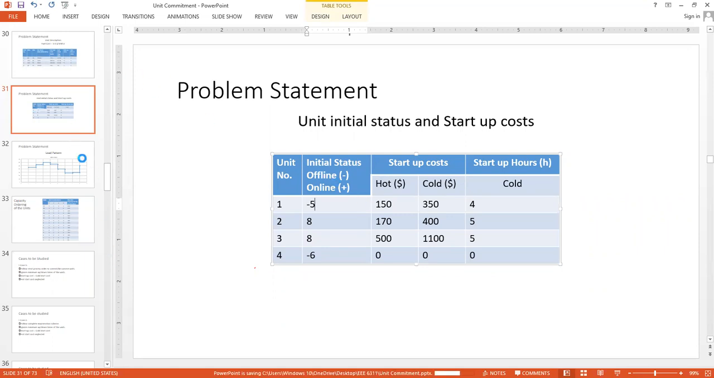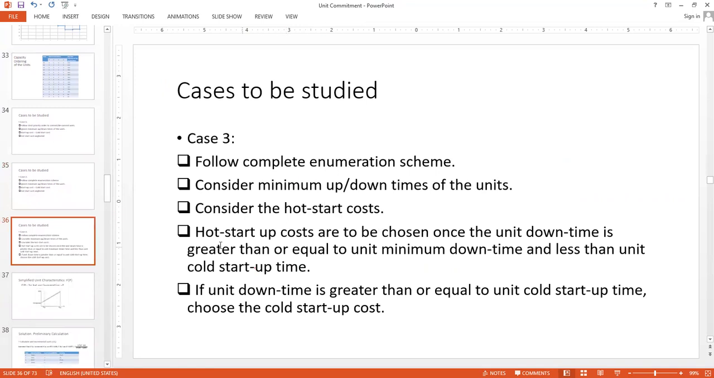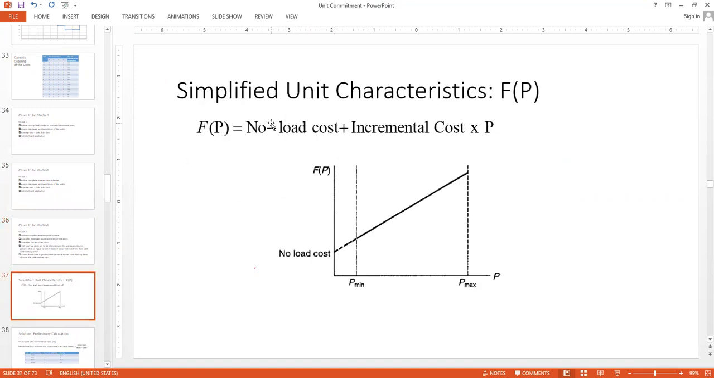Okay, so this is about the initial status, and this is about case number 3, where we also have to consider the hot start cost. Besides the cold start cost, we also have to consider the hot start costs. So in this example, we are following the simplified unit characteristics. Now the units are represented by a fixed cost. So the unit cost is no more a quadratic function, rather it is a straight line function.